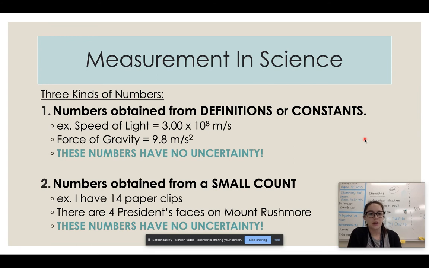Number 2 is numbers obtained from a small count. These small counts can be I have 14 paper clips, or there's 4 presidents' faces on Mount Rushmore, or Mrs. McCaslin has 50 houseplants. These numbers have no uncertainty either because you're counting them. So no one can come and tell me there's 5 faces on Mount Rushmore for the presidents. I know that there's only 4 because I can count them. They're easy enough to count.